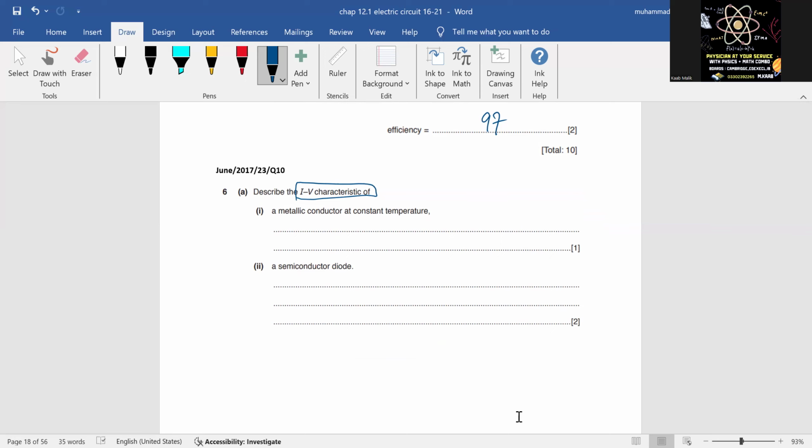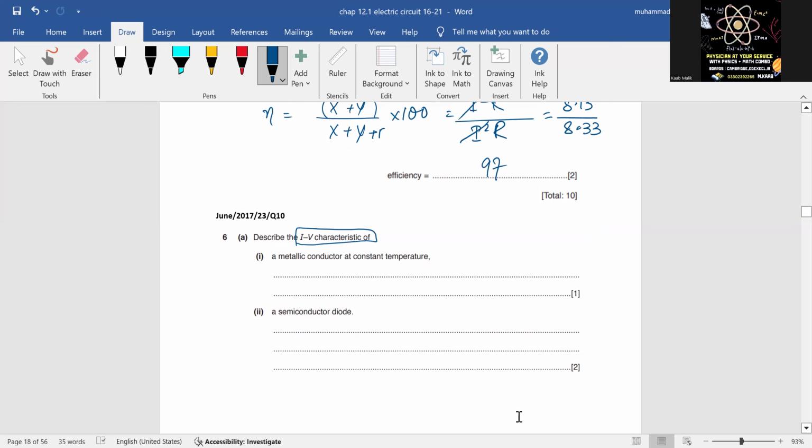So look, for the metallic conductor at a constant temperature, it just follows Ohm's law. So it will be a straight line passing through the origin, whether it would be the IV graph or the VI graph for the first case, right? Okay, let's move on.